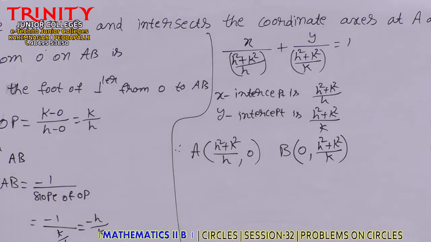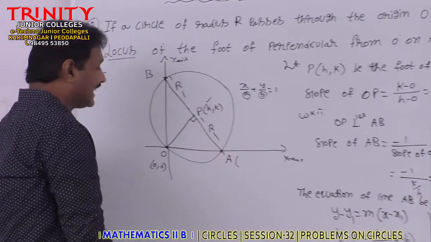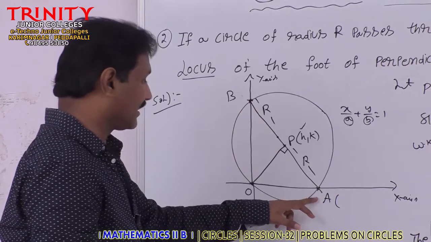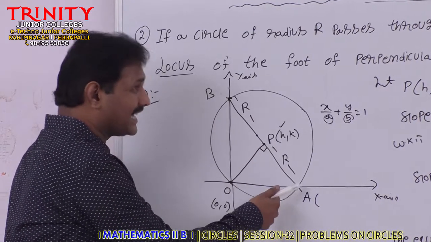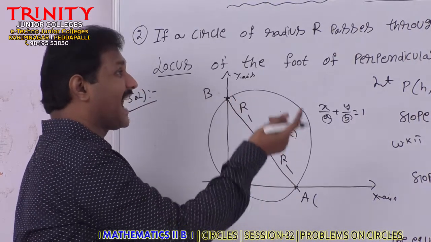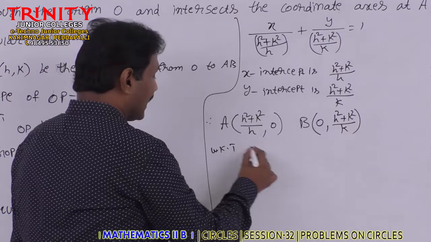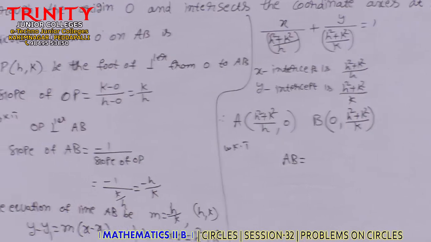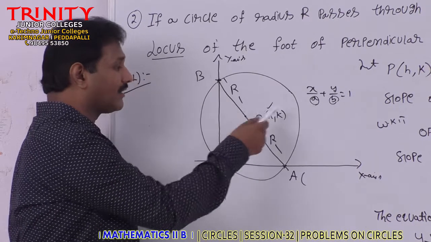We know that the radius is R. A circle passes through the origin and intersects the coordinate axes at A and B. Automatically AB is the diameter of the circle. The radius of the circle is capital R, therefore the diameter of the circle is 2R. The line joining the intersection points on the coordinate axes is the diameter of the circle.